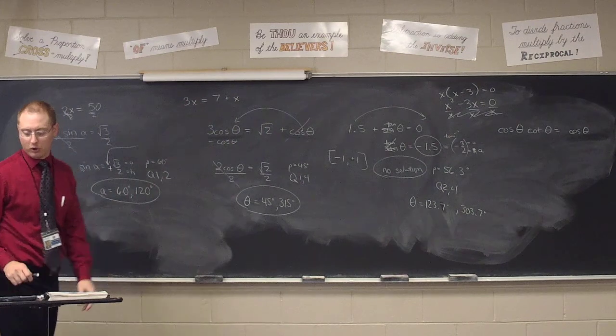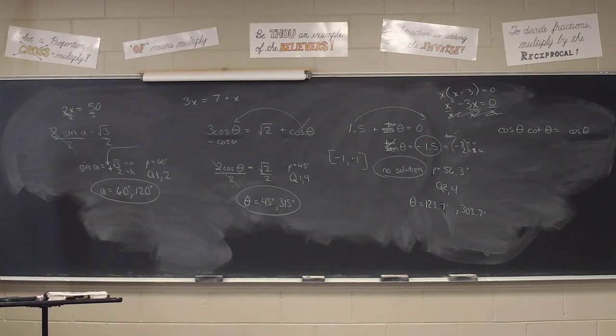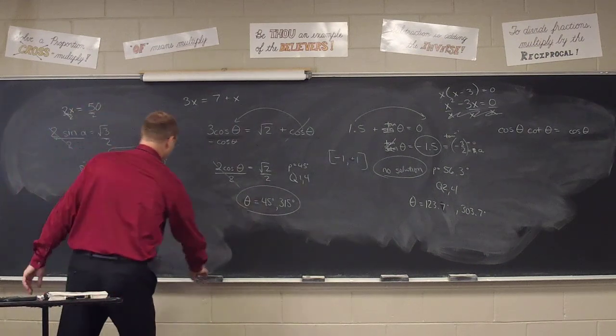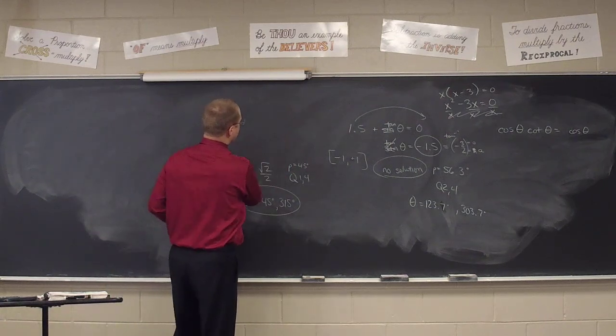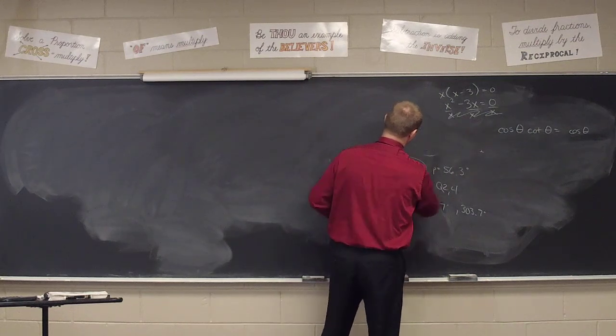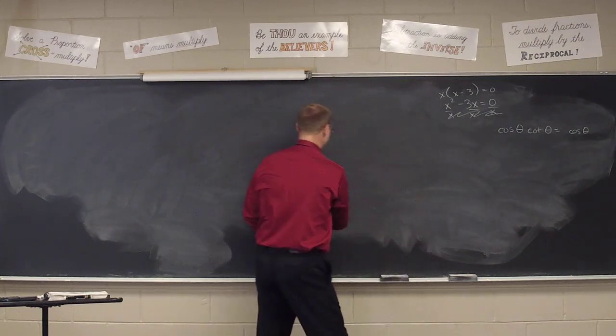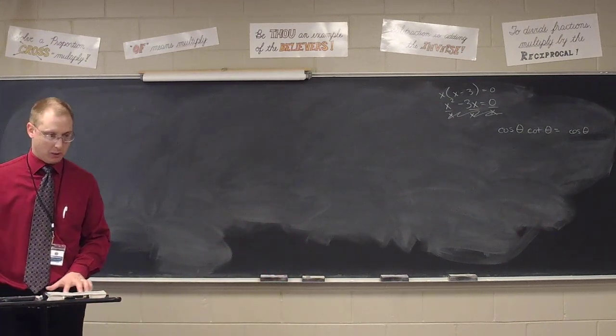If there are multiple trig functions, set equal to 0 and factor. Let's start next to this. Never divide away a trig function, or a trig ratio, if you want to call it that. Never divide away, always set equal to 0 and factor.